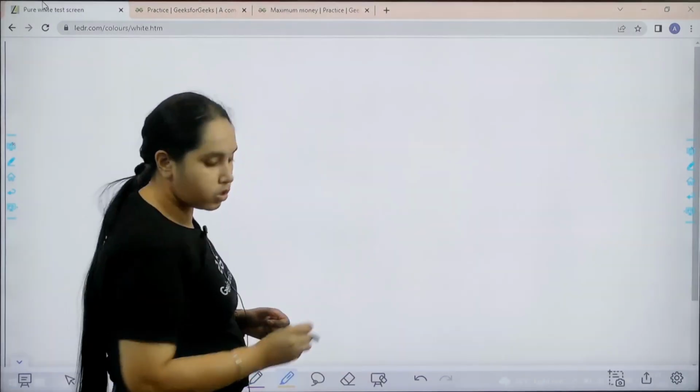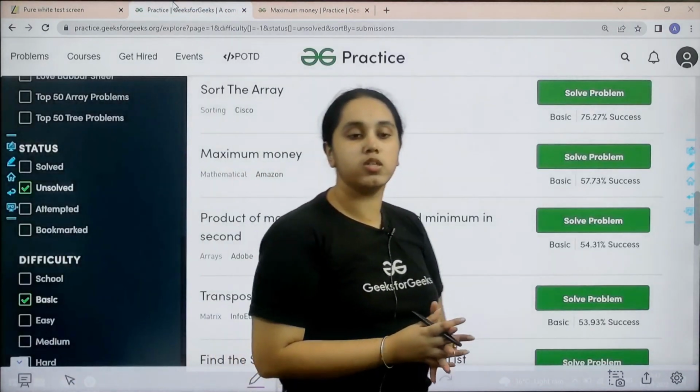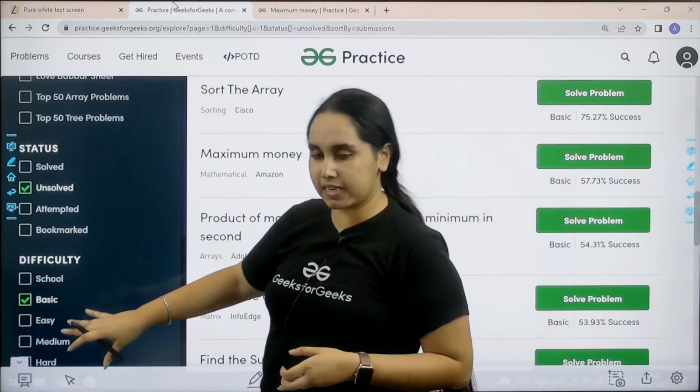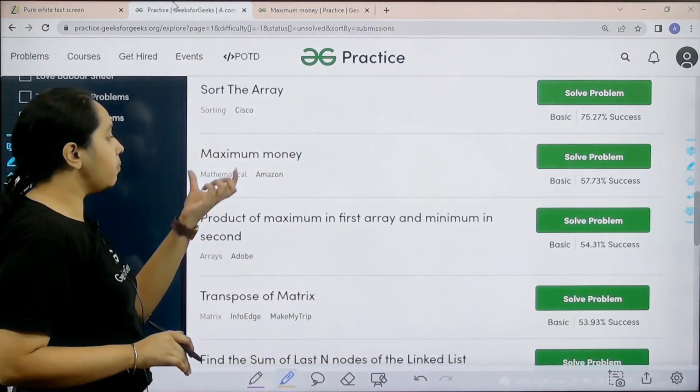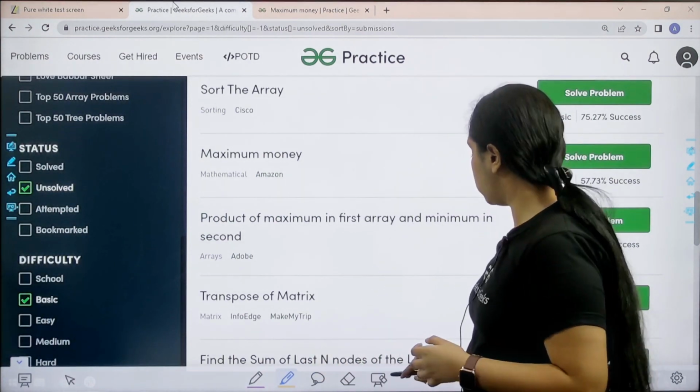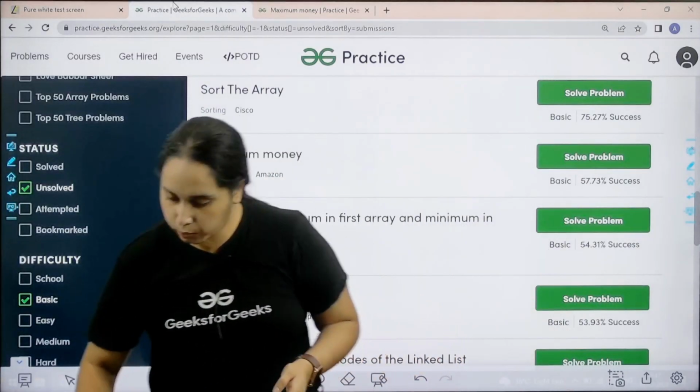Now let's solve the question. What you need to do is go to the practice portal. In the practice portal, in the difficulty section, choose Basic. Then find the problem Maximum Money. Once you find the problem, click on Solve. I hope this is clear. Now let's solve the question.